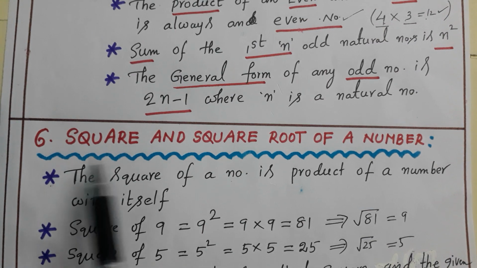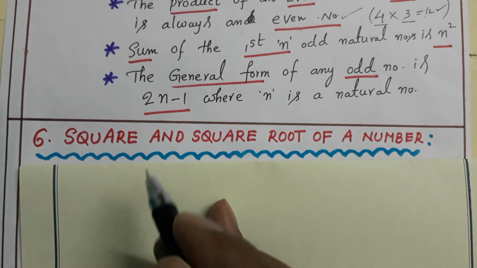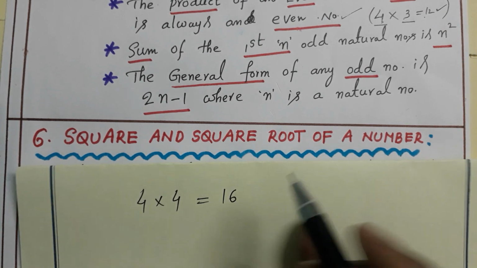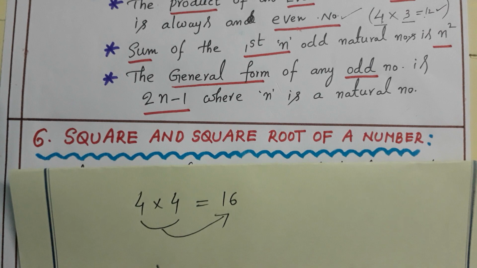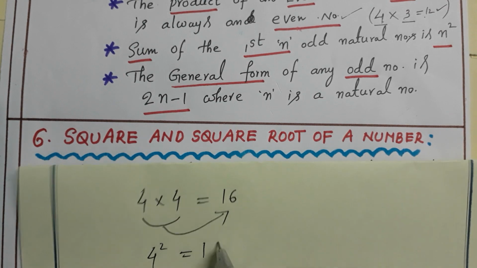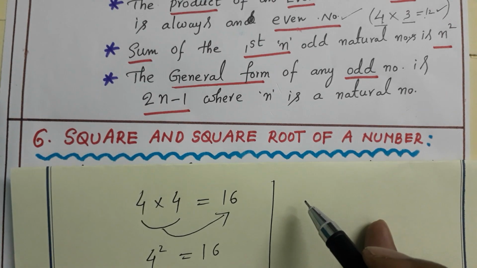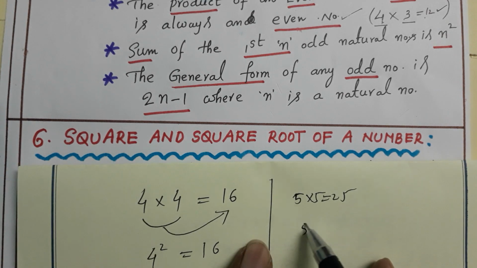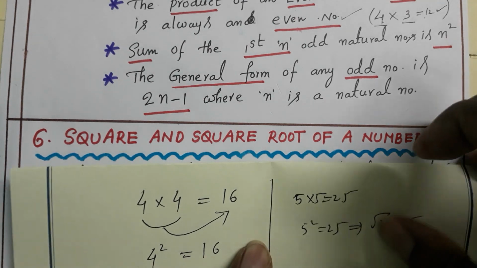Coming to square and square root of a number. For example, you see, children, take two same numbers, 4 and 4. If you multiply them, you will get 16. So the product of two same numbers is called the square of that given number, that we write as 4 square is equal to 16, where this 4 is the square root of 16, that means root 16 is equal to 4. In the same way, 5 into 5 is equal to 25. So 5 square is equal to 25, root 25 is equal to 5.